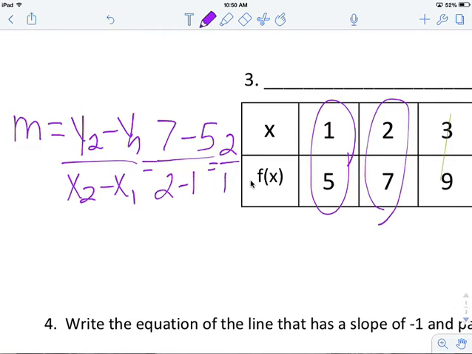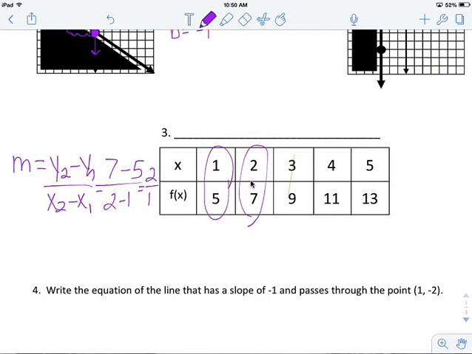Your other option to find slope is just to follow the pattern. My y's are going up by 2. My x's are going up by 1. So my rise over run is 2 over 1. The next thing you need to find is the y-intercept.